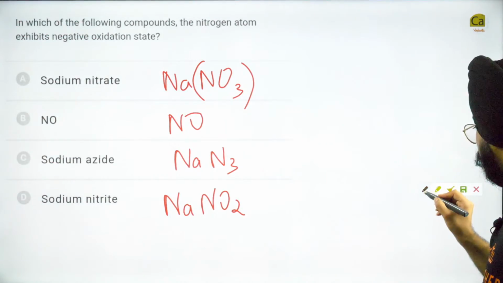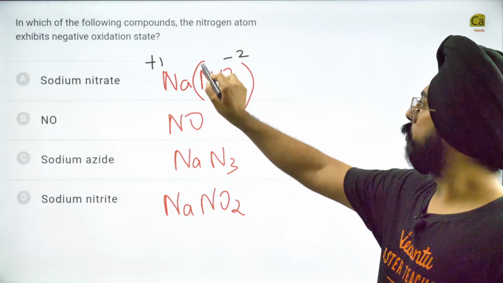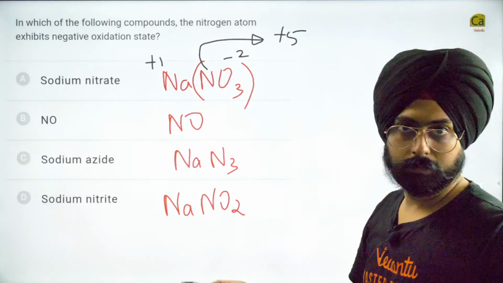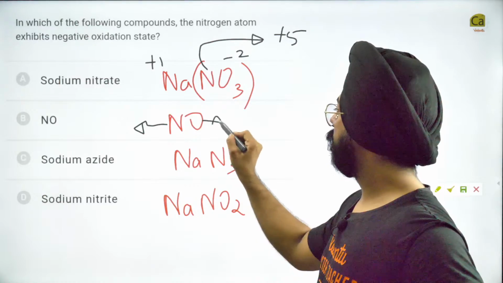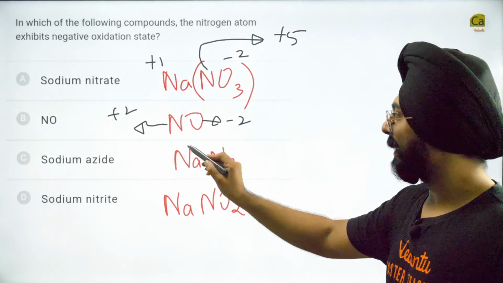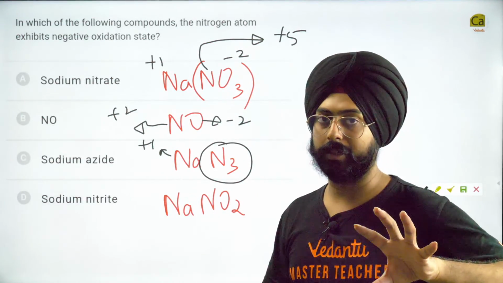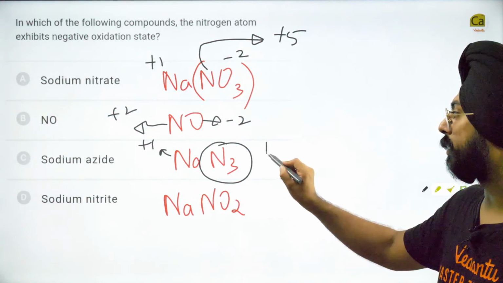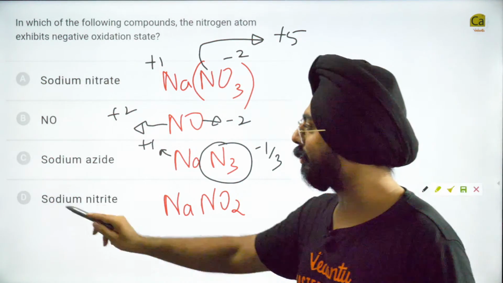These are the structures. My dear friends, let's calculate the oxidation states. Sodium is +1, oxygen is -2. So nitrogen becomes 3 into 2, 6, so +5. Over here, oxygen will be -2 and nitrogen will be +2. Pretty obvious. NaN3: sodium is +1, so the overall average oxidation state of nitrogen will be -1/3. So we got the answer: sodium azide.